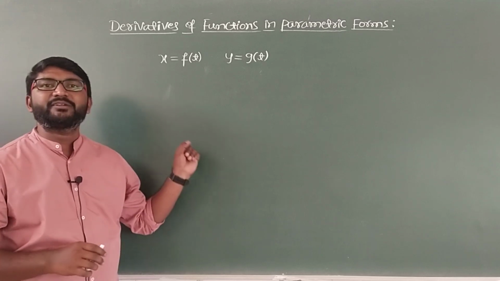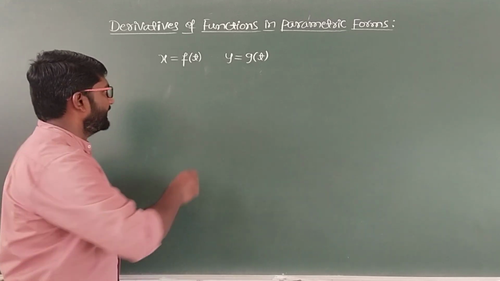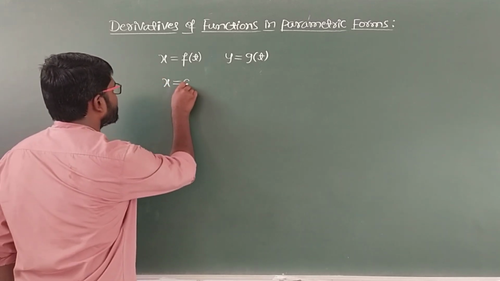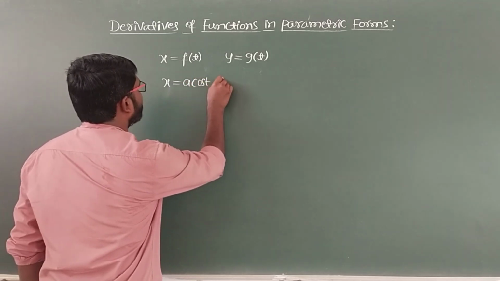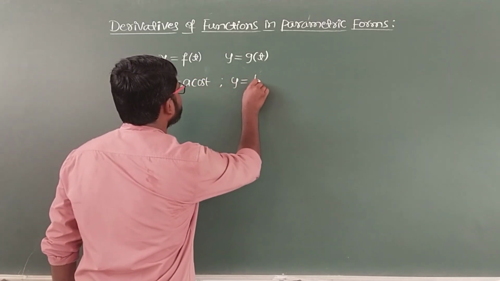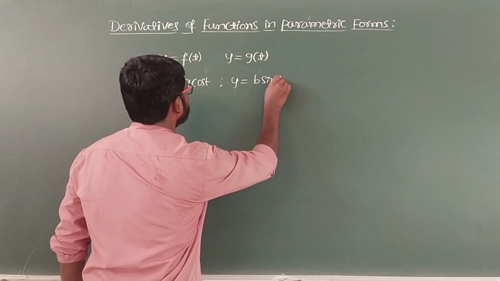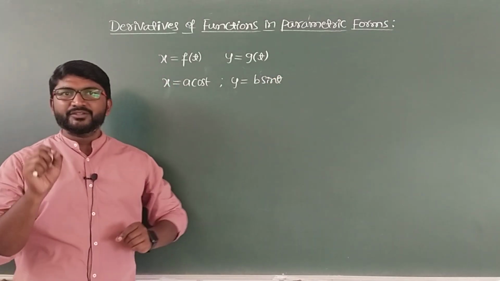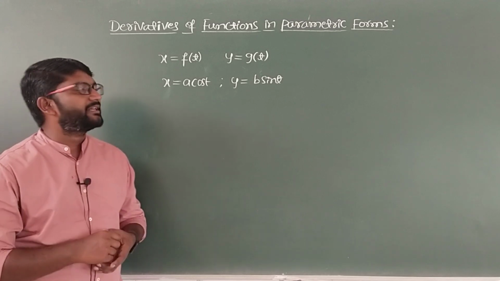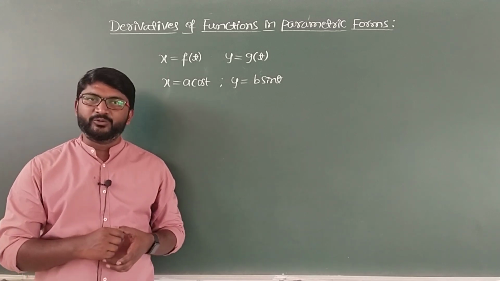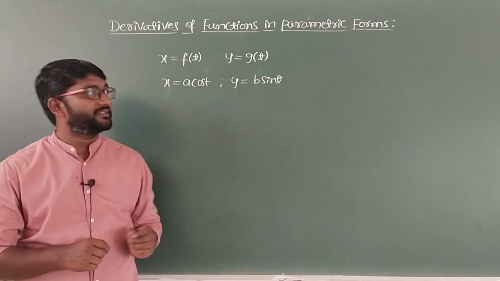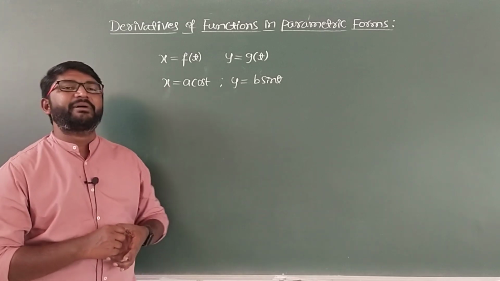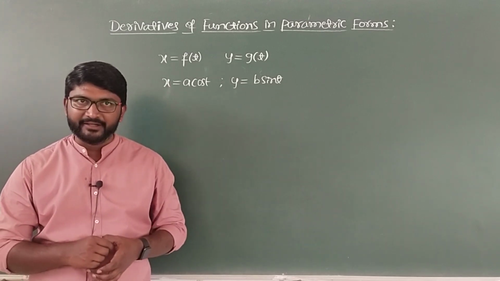For example, x equal to a cos t and y is equal to b sin t. These two are there in the parametric forms. So whenever functions are given in the parametric forms, how do you find the derivative? So that's what today's concept is. So let us give the actual definition of parametric forms and then we'll go for the derivatives.